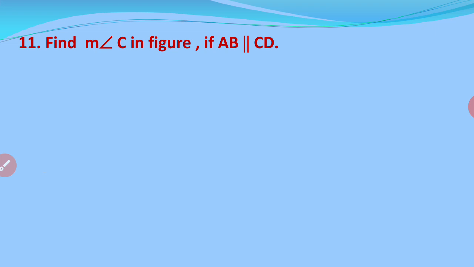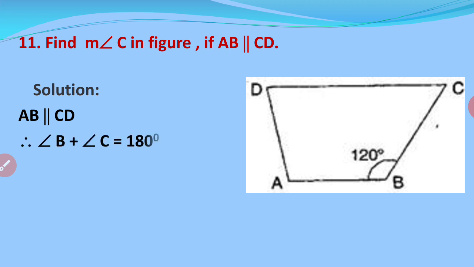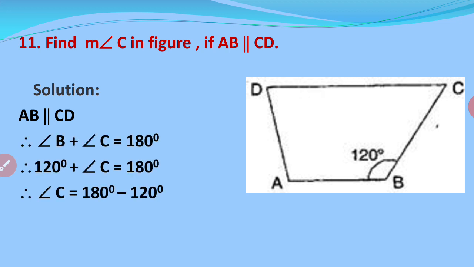That is question number 11, wherein we have to find out the measure of angle C where AB is parallel to CD. Now, if AB is parallel to CD, then angle B and angle C are adjacent angles. Moreover, they are co-interior angles also with BC as the transversal. So, using the co-interior angle property, the sum of angle B and C is 180 degrees and angle C comes out to be 60 degrees.